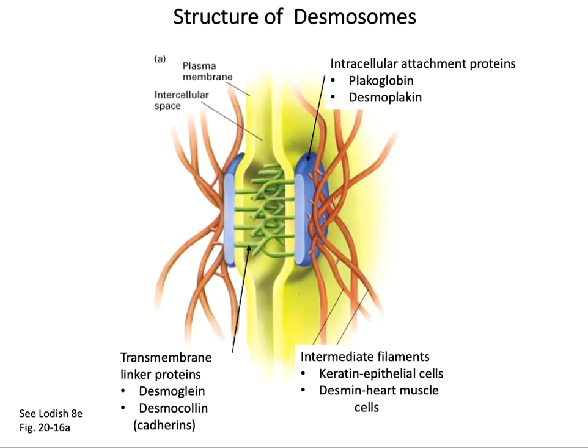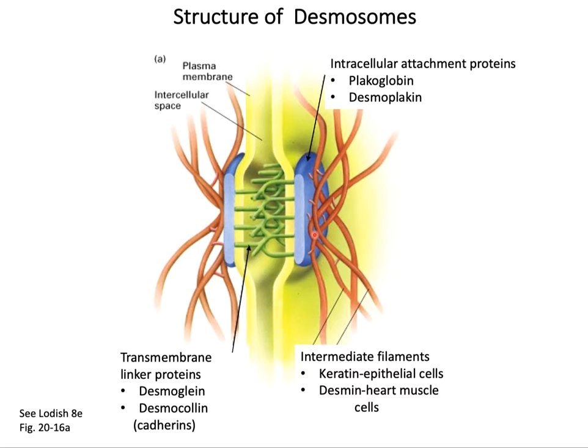This is another drawing of the desmosome to help you understand the structure a little bit better. The transmembrane linker proteins in desmosomes are called desmoglein and desmocollin, and these are actually members of the cadherin family. So remember, cadherin was a transmembrane linker protein in the adhesion belt. So cadherin is also a transmembrane linker protein in desmosome because desmoglein and desmocollin are members of the cadherin family.